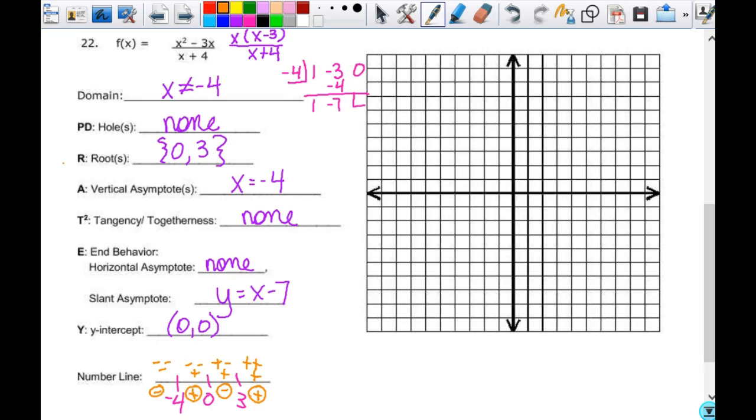Then the first thing on my graph is going to be my asymptotes. So I only have one. On this one though, I'm going to tell you before you graph it, I would change the scale or you're going to be mad at me at the end.